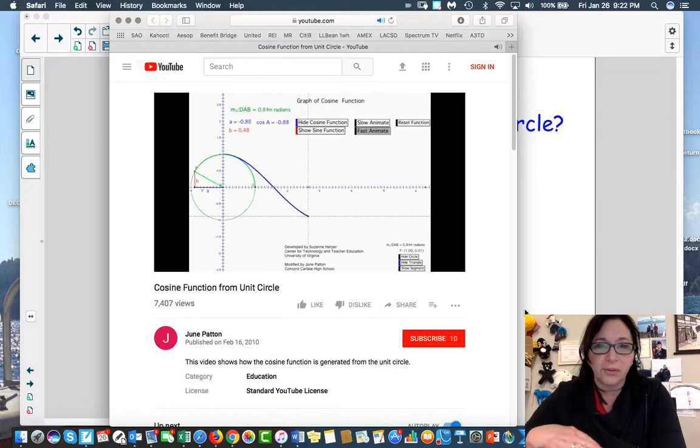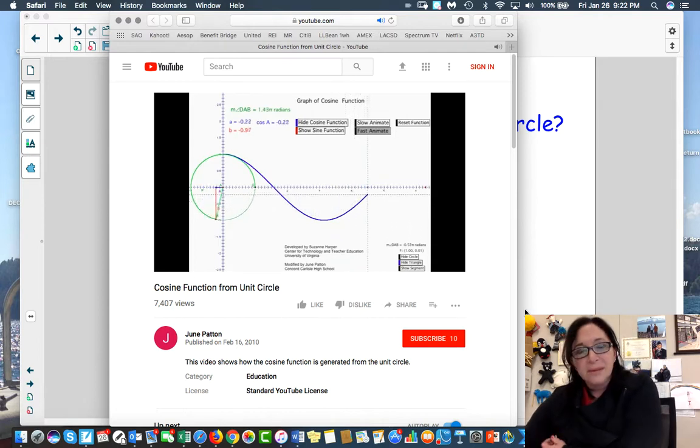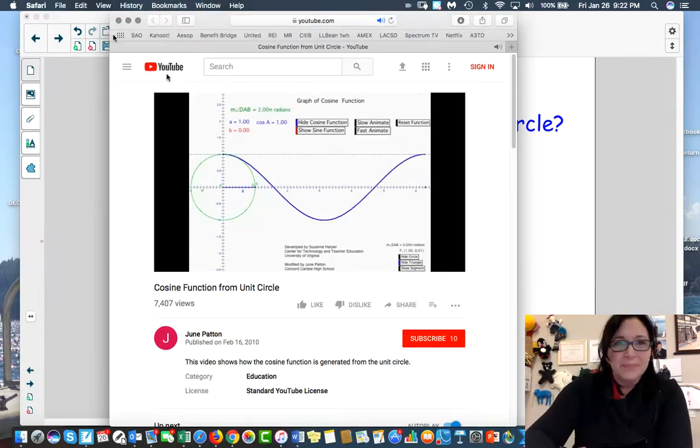Remember, cosine starts high, ends high. It starts high at 1, ends at 1. So this is kind of a neat thing. I thought you'd like that.